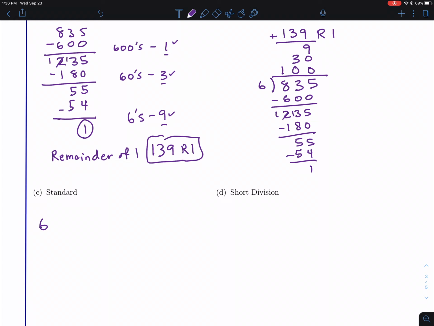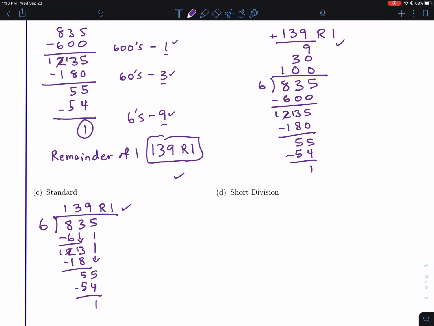Since we probably know how to do this anyway, in this case 6 goes into 8 one time, bring down the 2, and bring down the 3. 6 goes into 23 3 times. So bring down the 5, bring down this other 5. 6 goes into 55 9 times. And then again, remainder of 1. So we can just write that up there. And the good thing is we're getting the same answer every time, so that's nice.